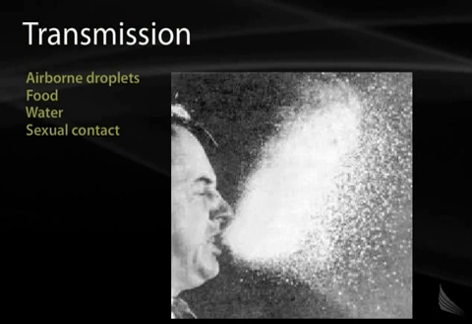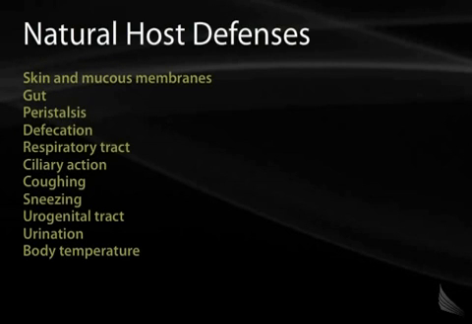Transmission of bacteria can come in a number of different ways. They can ride along in airborne droplets, we can ingest them in our food or in our water, or we can get them through sexual contact. We have evolved with a series of natural host defenses which protect us from infection.